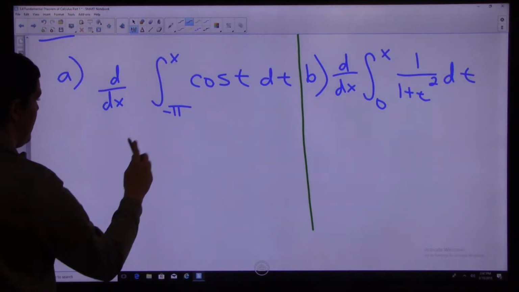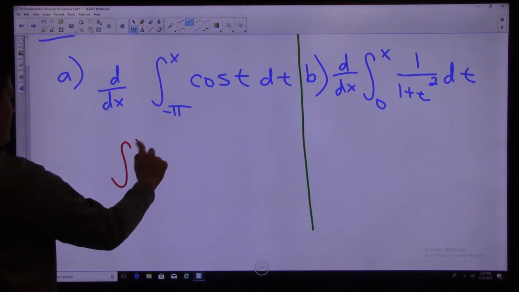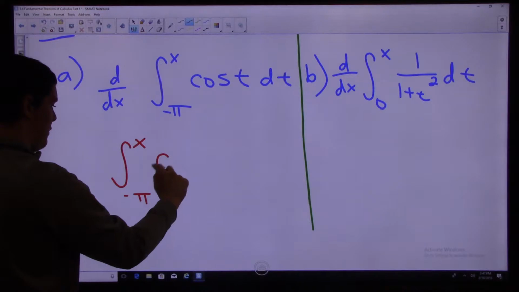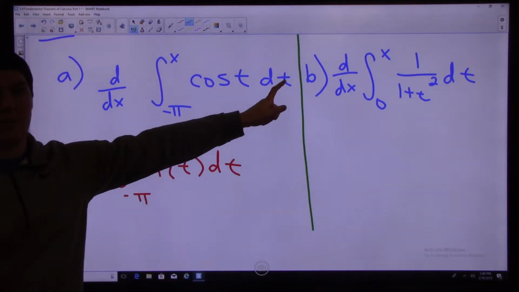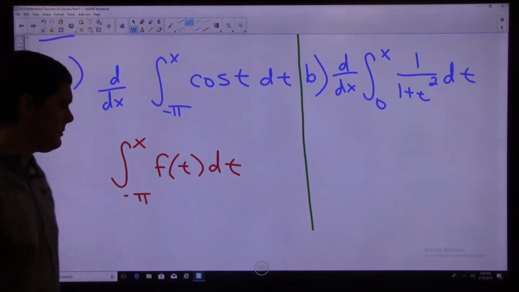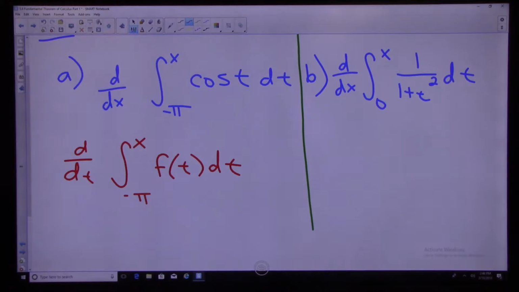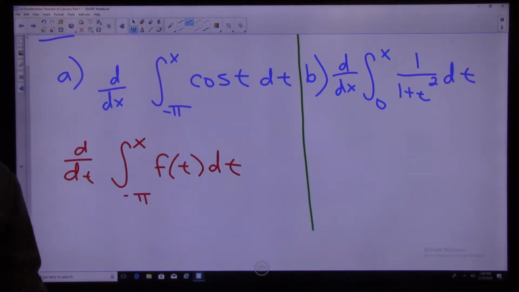So I can rewrite this as the integral from negative pi to x of just f of t dt, because isn't that a function with respect to t? That's dependent upon t. So guys, right here, this almost exactly applies to the first part of the fundamental theorem of calculus.